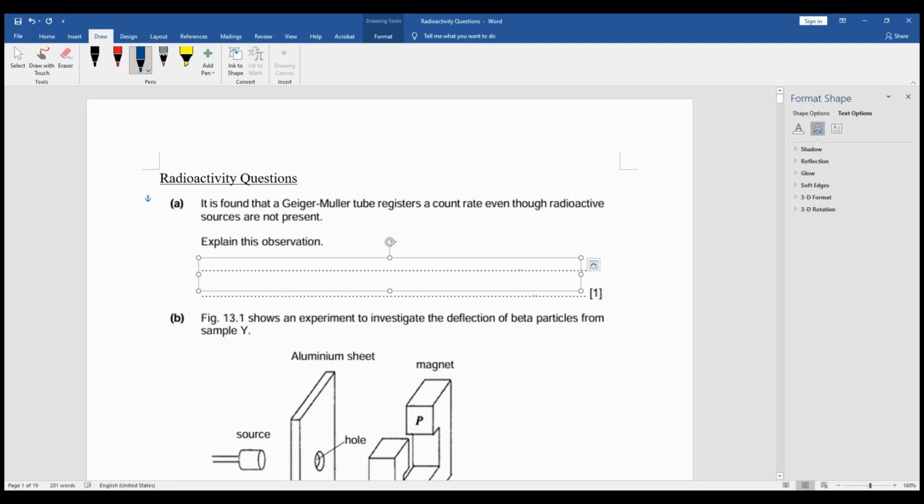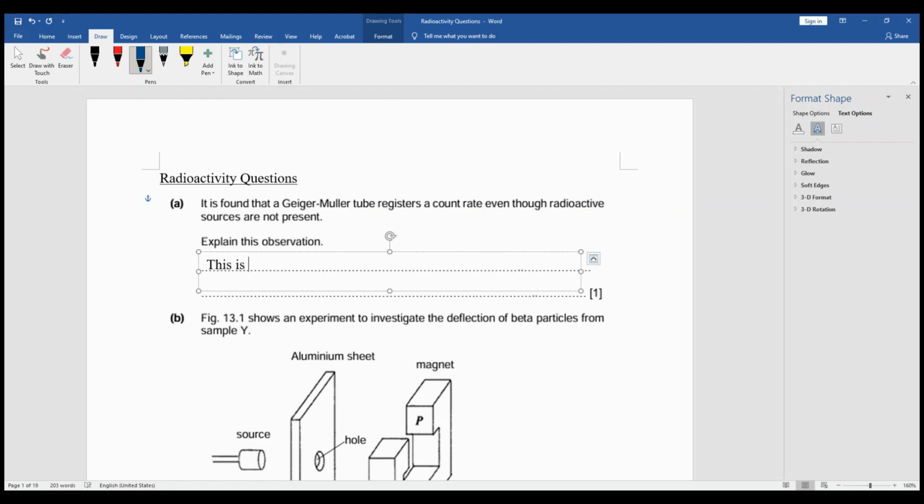Okay, first question. It's found that the Geiger-Müller tube registers a count rate even though radioactive sources are not present. So if you have already guessed, this is your background radiation. Okay, so how to explain?